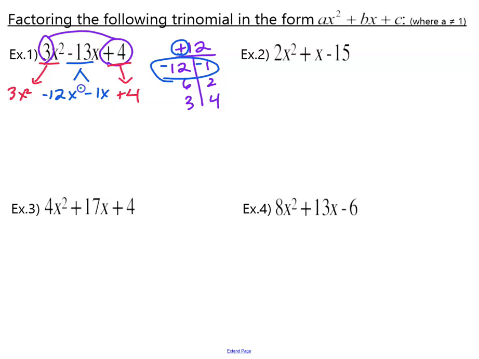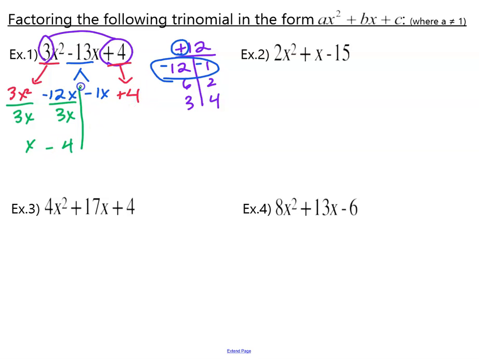Now we're going to go ahead and split our terms and find the GCF from each side and divide. So on our left side, we have a 3x as our GCF. So 3x squared divided by 3x leaves us with just x. And then negative 12x divided by 3x. Sorry, that's actually going to be x minus 4.